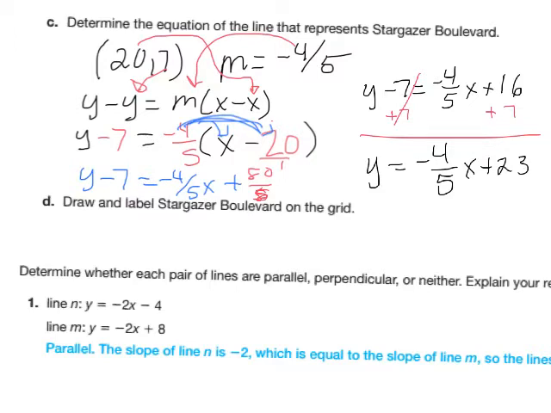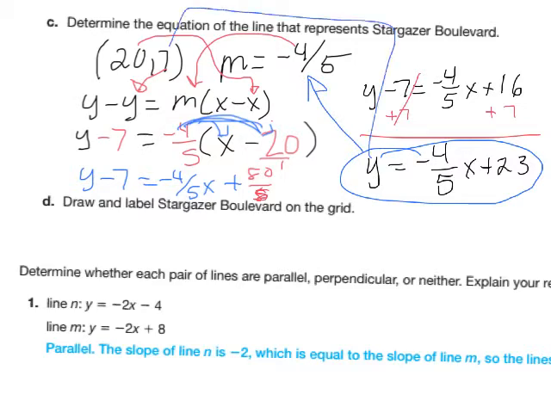All right, so this is the equation that represents a line that has this slope and goes through 2, 0.7. Okay. So now you can draw this on your grid, and you'll notice that it should cross the y-axis at 23. So it should cross the y-axis at 23 with this slope. All right.